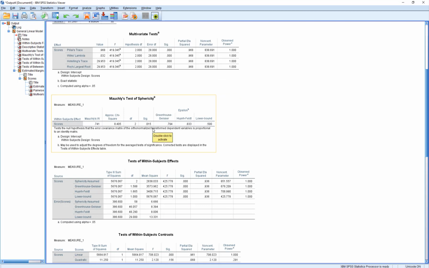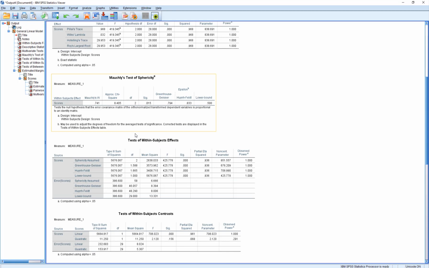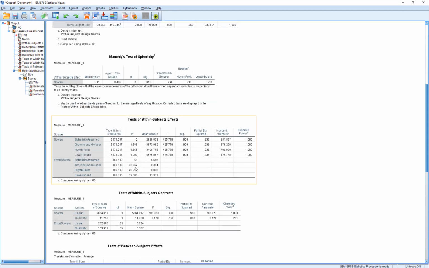Next, we have Mauchly's test of sphericity. Sphericity looks at the variance between the groups to see if they are different. We don't want significance here. However, we see a significance value of 0.015, which is below an alpha of 0.05, telling us that there is a significant difference. What that means is that the variance between our 3 scores are different, but that's not the end of the world.